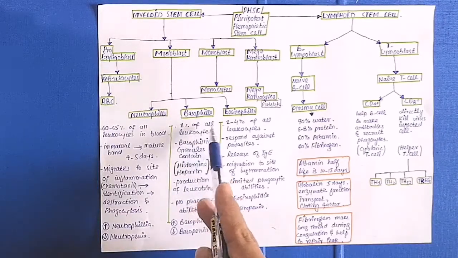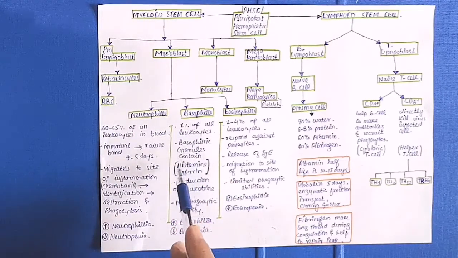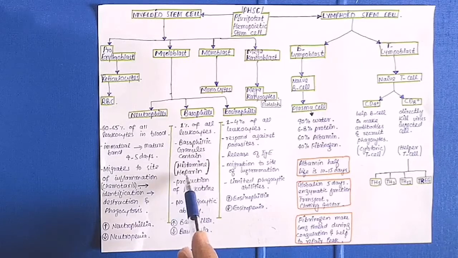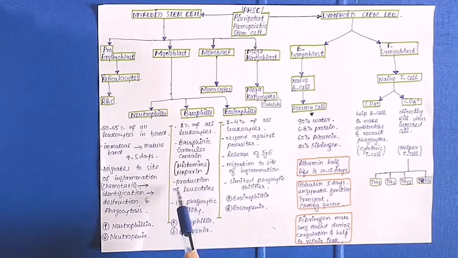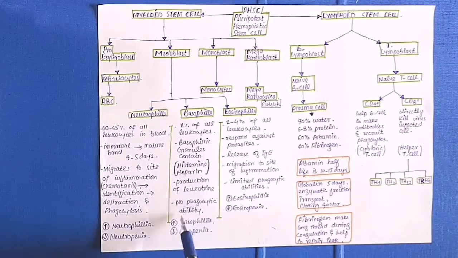Basophils. 1% of all leukocytes are basophils. The basophilic granules contain histamine and heparin, and they are involved in production of leukotriene, and they don't have any phagocytic ability. Increasing basophils is called basophilia, and decrease is basopenia.